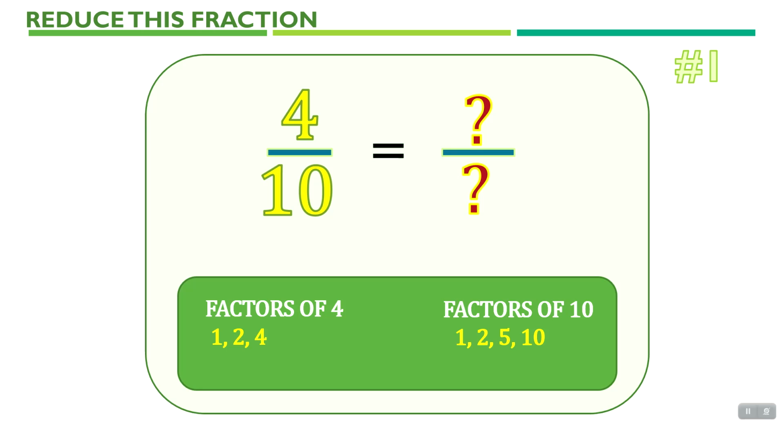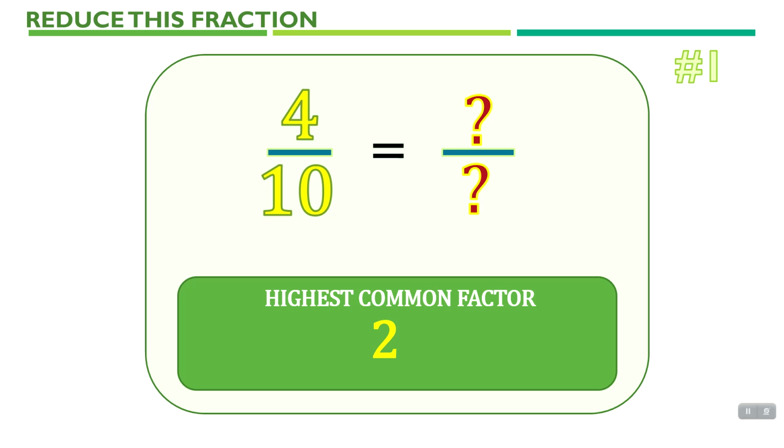Which numbers in each are the same? You can see in red that 1 and 2 are the same. But which one is the highest? That's right, the highest common factor is 2. And so we divide 4 by 2 and get 2. And we divide 10 by 2 to get 5. 4 over 10 has now been reduced to 2 over 5.